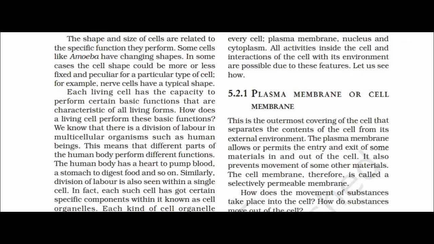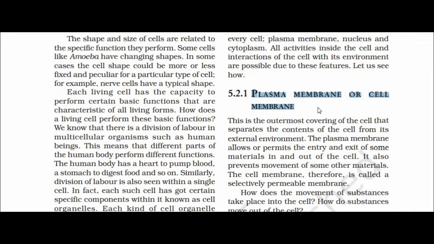So students, in the last video we saw there are three features of a cell: plasma membrane, nucleus and cytoplasm. Now today we will see in this video what is meant by plasma membrane or cell membrane. Plasma membrane or cell membrane is the outermost covering of the cell that separates the contents of the cell from its external environment. We saw environment means the area outside the cell.